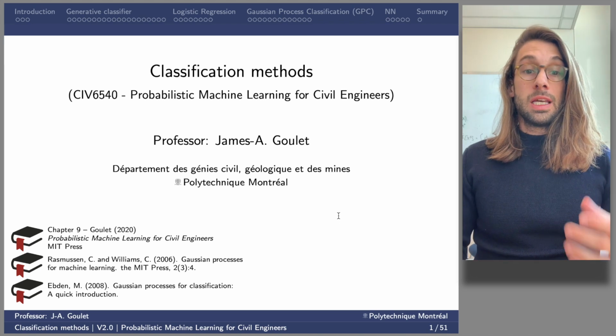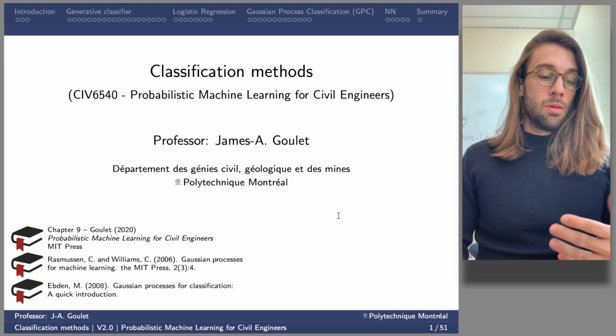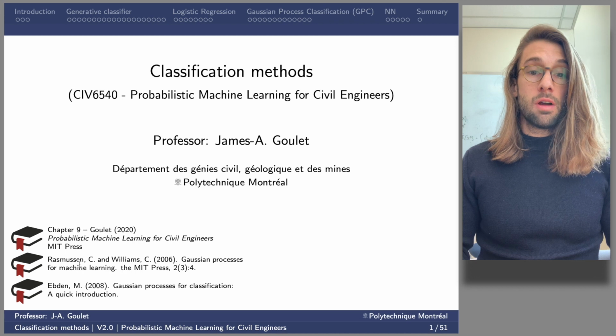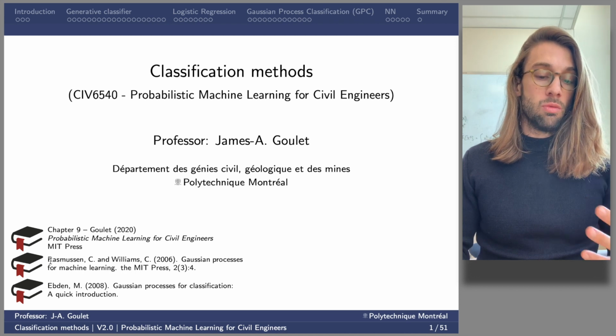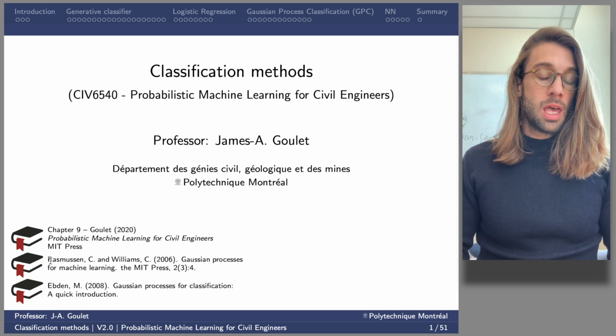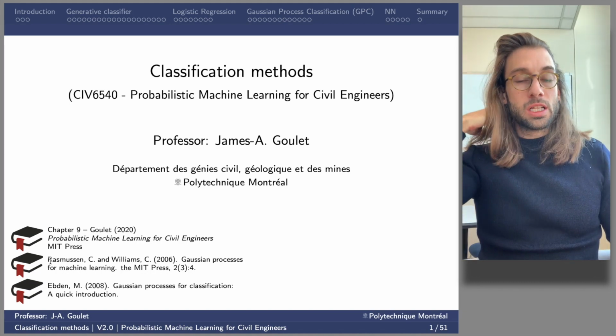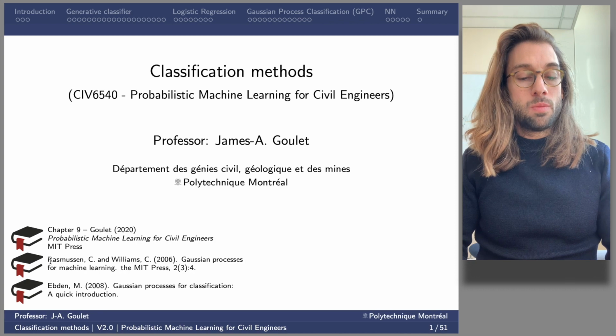Okay, today we're going to see classification methods. The references we're going to use for this chapter are the book for the class, as well as the excellent and really complete Rasmussen and Williams, Gaussian Processes for Machine Learning. And there's also an excellent tutorial, Gaussian Processes for Classification: A Quick Introduction, by Ebden.